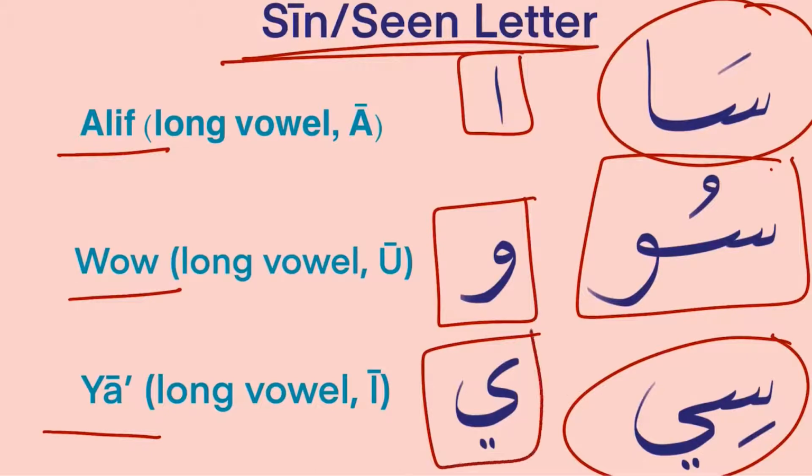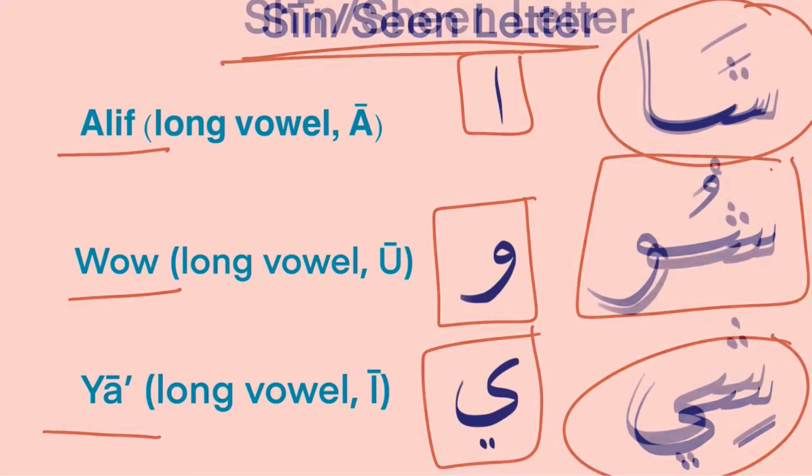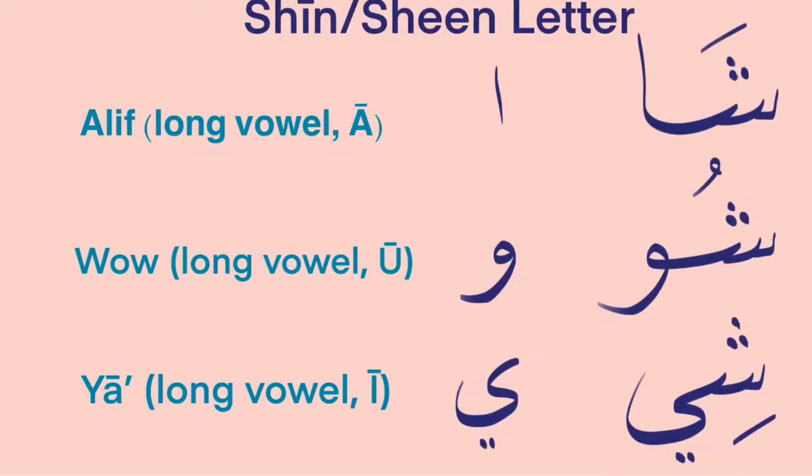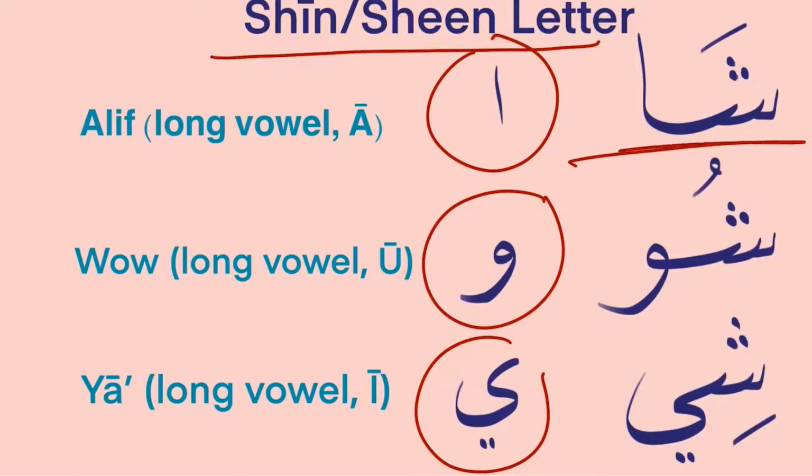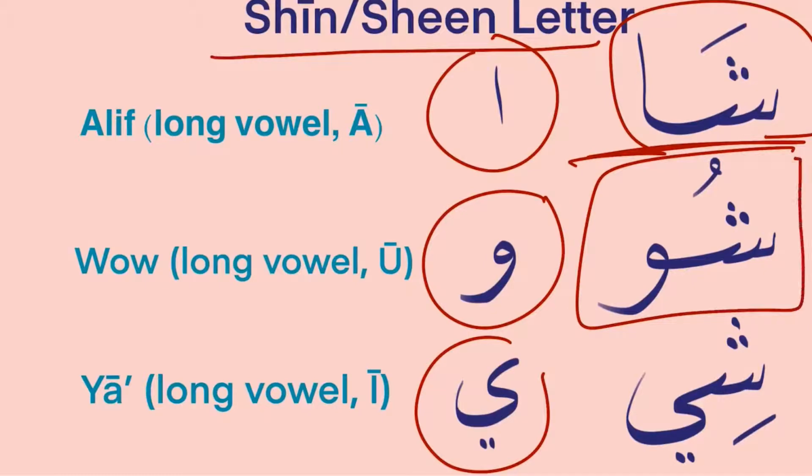long vowel ya. Let's see how the sheen letter would look like when it is attached to any of the long vowels. The sheen letter with the addition of any of the long vowels, a, u, e, sha, shu, she. Let's practice.